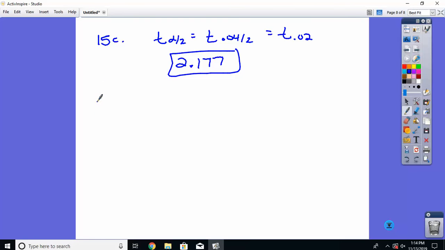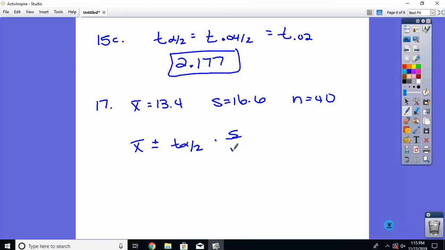Okay. Problem 17. A survey asking 40 Americans how many books they read per year found that X bar is 13.4, S is 16.6, and we just know our n is 40. Construct and interpret a 99% confidence interval. So, looking at your confidence interval section on your formula sheet, we're talking about X bar. This one involves the T's. We know the X bar. All right, I need my T alpha over 2.